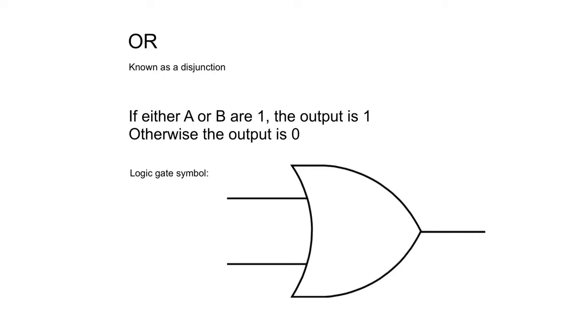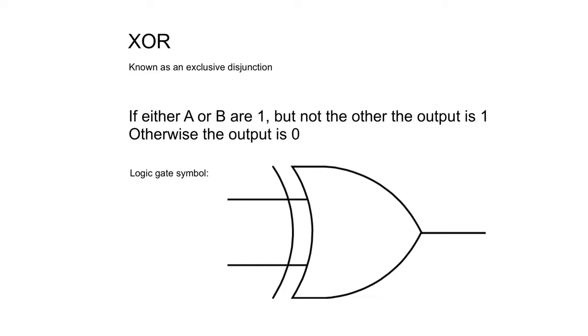Here is the symbol for OR, and you'll notice that it's got a curved back. And this will distinguish it from an AND. Sometimes the OR is drawn a little bit like an AND, so it's curved, and that isn't very helpful. But look at the back, because the back is always curved on an OR symbol. The symbol for XOR has a double curved back.